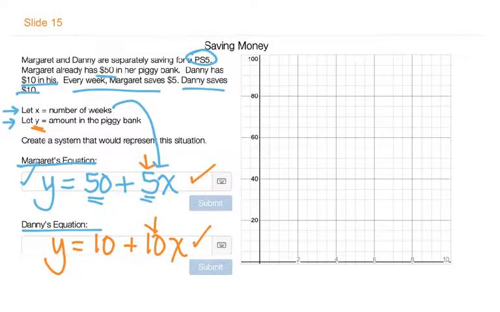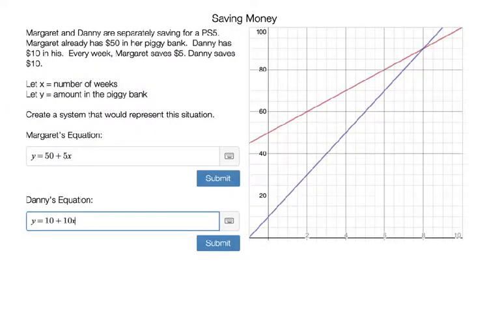Okay, so now if you input both of those, you would, on this next slide, see the equations that have been graphed. So, we know that those are the 2 equations, Margaret's and Danny's. So, I know that Danny's started at 10. So this is Danny's equation right here. And I know that Margaret's started at 50. This is Margaret's equation. All right, so now let's continue.